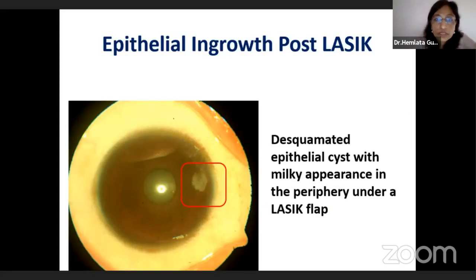Now, this is a very interesting case of epithelial ingrowth. If you look at the slit lamp examination, you see a desquamated epithelial cyst with milky appearance in the periphery. Now, whether it is to be removed or we can keep it under observation, that is the question.